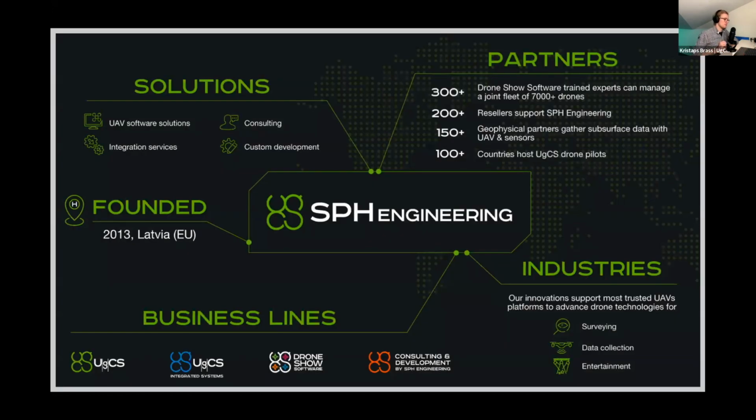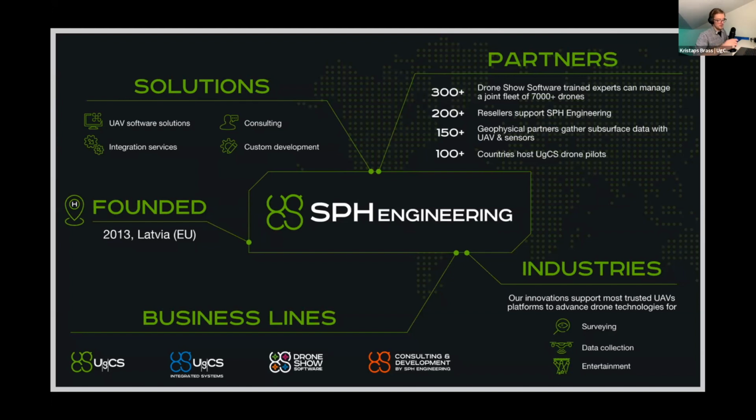Just briefly about our company. SPH Engineering has been around since 2013. We're based in Riga, in Latvia. Our four main business lines are UgCS for flight planning, then UgCS Integrated Systems, where we integrate various geological sensors together with drones and help you collect data with them. Then we also do software for drone shows, as well as custom software and data processing, which is under the consulting and development projects. We have partners now all around the world, and we are present in various different industries.